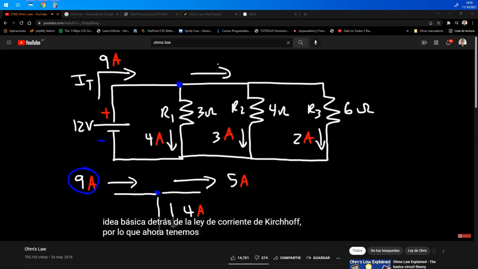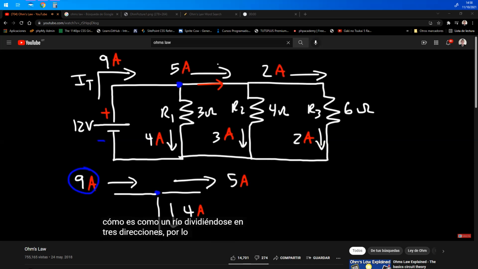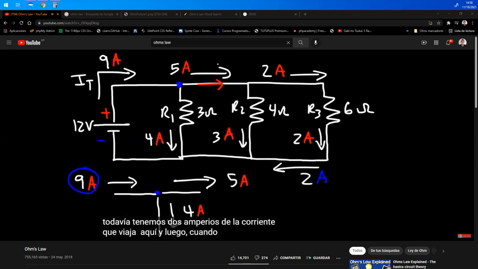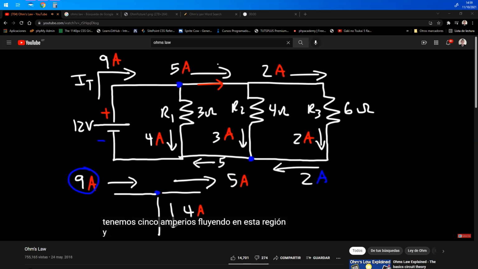So we have 5 amps flowing to the right in this direction. Now out of those 5 amps, 3 amps is going this way. So that means the other 2 amps flows in this direction. And you can see how it's like a river splitting off into 3 directions. So in this section, we still have 2 amps of current that's traveling here. And then when it joins up with a 3 amp current, 3 and 2 will add up to 5. And so we have 5 amps flowing in this region.